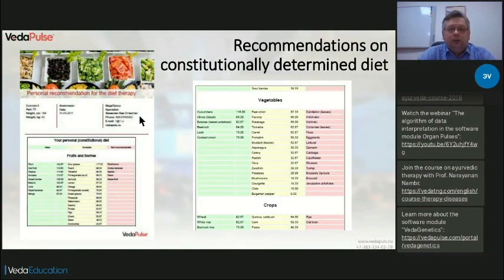And the second step is to build the constitution-based diet that is all built on Ayurvedic principles. And also after that, after analyzing the pulse on VedaPulse system, the program provides you with a list of products that are contraindicated for usage.